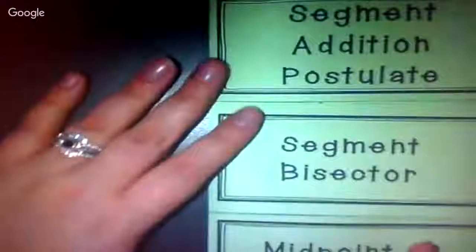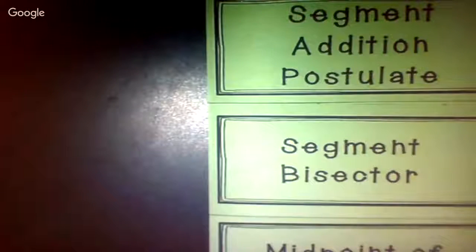Okay, so today we're going to talk about segment postulates. Tomorrow we're going to talk about angles. Okay, and then Friday we'll get into the good stuff. Okay, so the first one is called the segment addition postulate that we're going to talk about today. So if you flip this over on the inside, we're talking definition first.